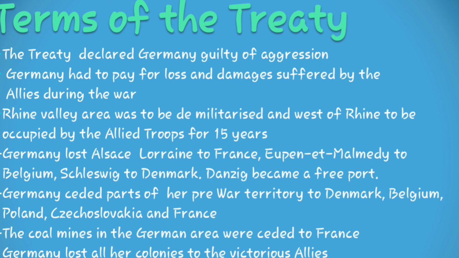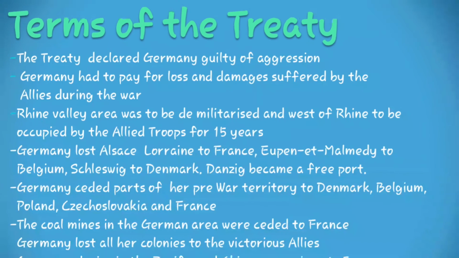The Covenant of the League of Nations was added to the Treaty of Versailles. The German army was restricted to a force of around 1 lakh soldiers, and the navy was limited to 15,000 men and 24 ships. The air force and submarines were all banned. Thus, Germany lost all her colonies to the victorious Allies.